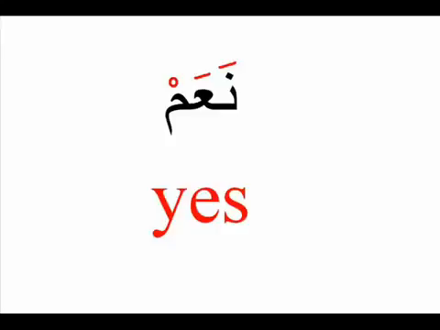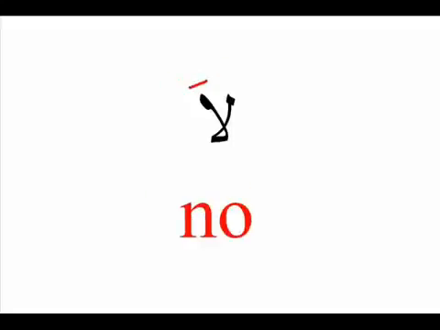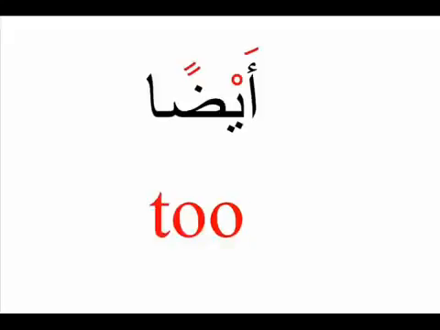The other word is the word La, and La is used to say no. So La means no. The other word is the word Aydan. Aydan is used to say too or also, but it is not used to say too much. For example, me too, I would say Anna Aydan. It's like English, me too.